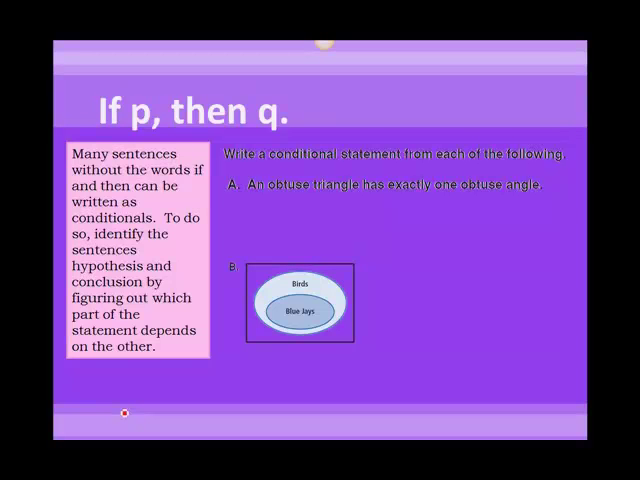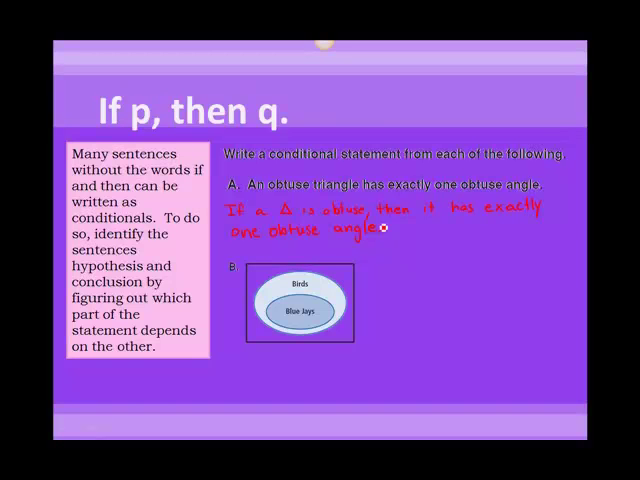So here's one. An obtuse triangle has exactly one obtuse angle. We need to write this as a conditional statement. So I would say, if a triangle is obtuse, then it has exactly one obtuse angle. That would be an example of taking that statement and writing it as a conditional statement, if P, then Q.